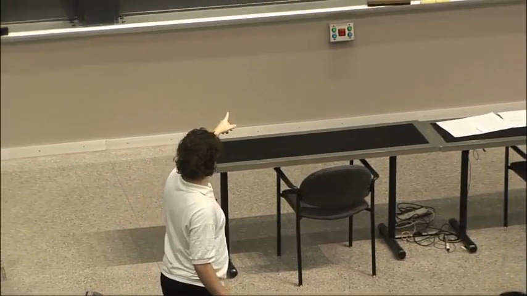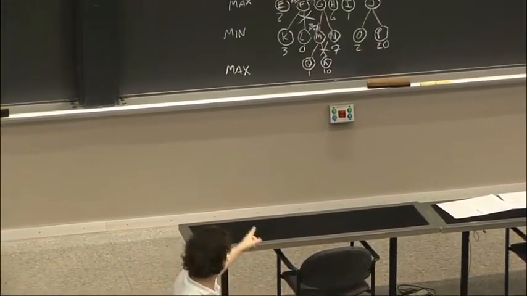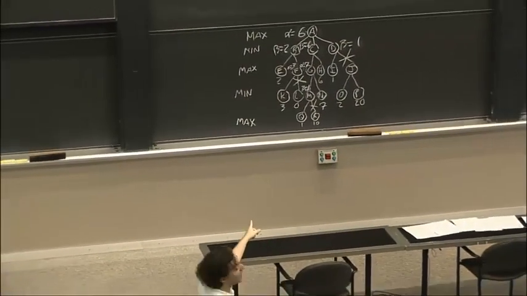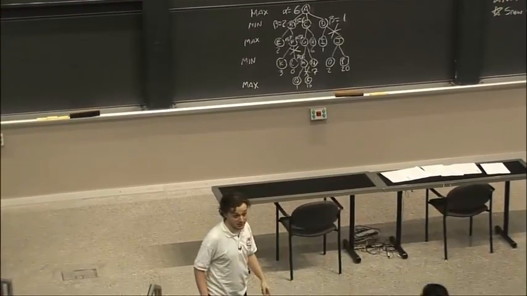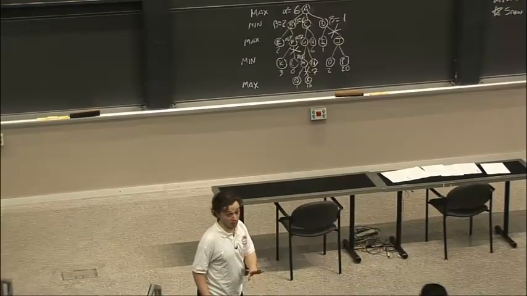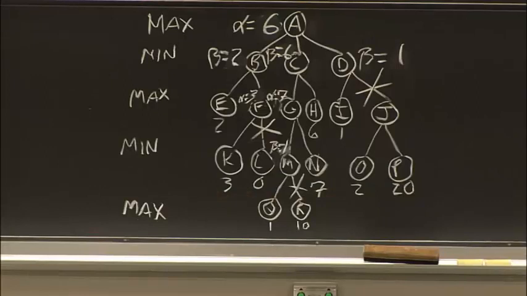So alpha takes 6 because C is a minimizer. C took the 7 from G, but then right after that, C saw H and took the 6, because 6 is even lower than 7. And then alpha took the 6 because 6 was higher than 2. So it's not going to look like below the branch.